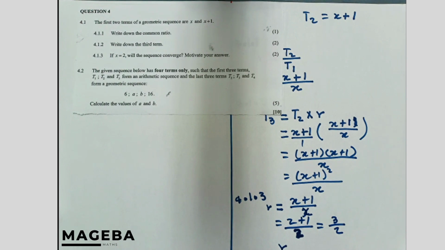So our r here is not less than 1. Since our r is not less than 1, for it to converge, remember our r needs to satisfy this restriction. So for it to converge, it needs to satisfy this restriction. Since our r is greater than 1, it doesn't converge.